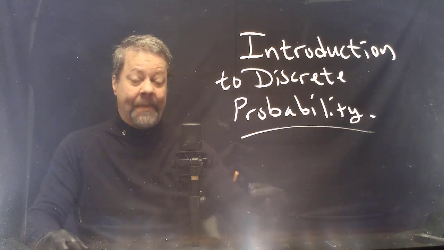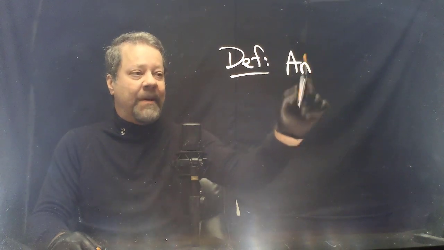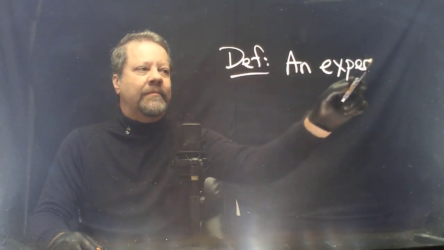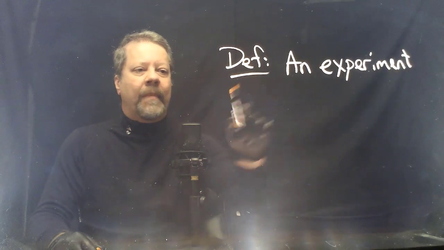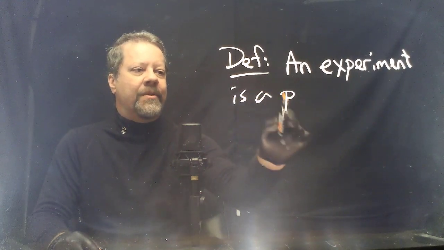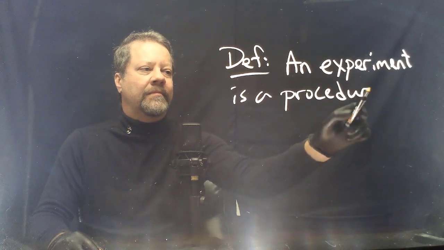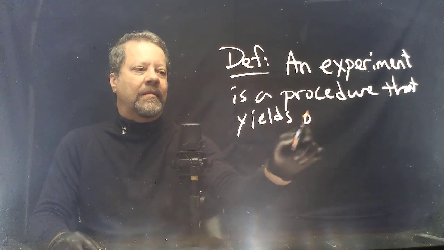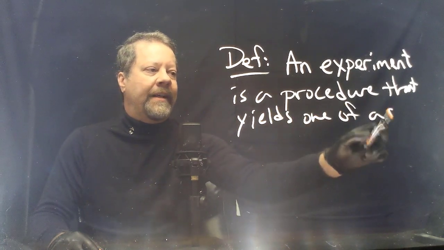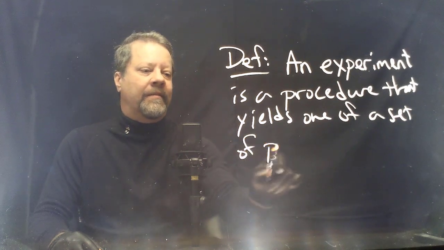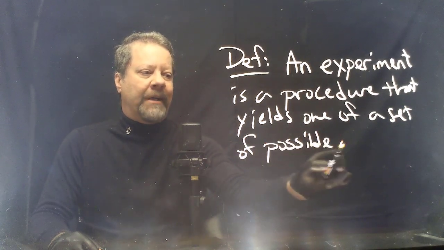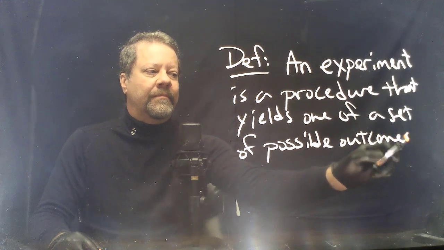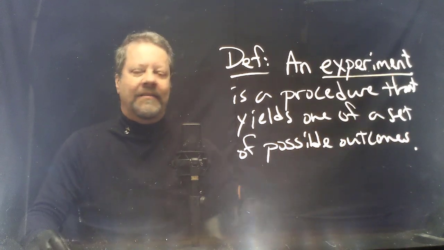As with most subjects, we begin with a sequence of definitions. What is an experiment? It is a procedure that yields one of a set of possible outcomes. And that is an experiment.